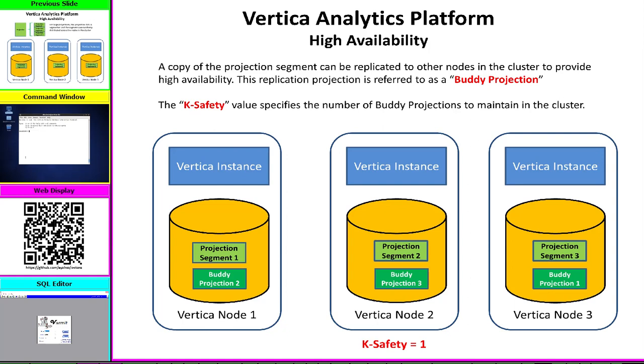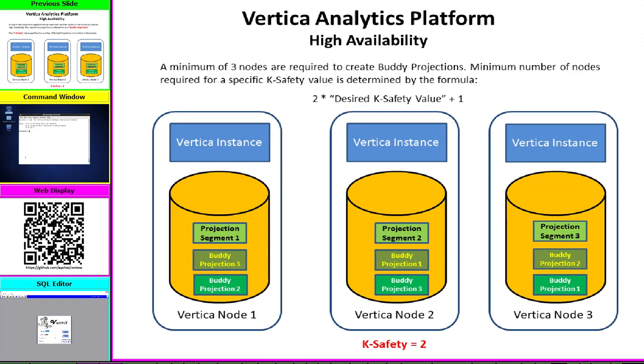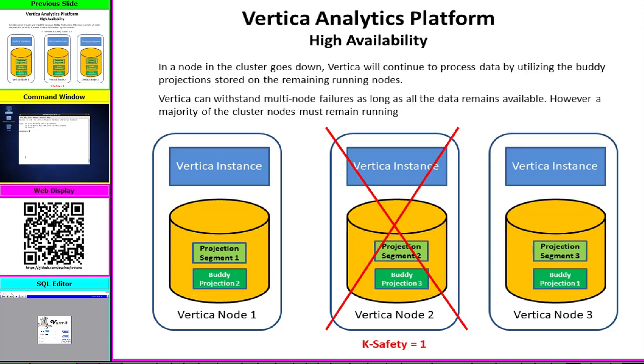How many buddy projections to maintain is referred to as the K-safety value. When you create the database, you can define this value. You need at least 3 nodes in your cluster to have buddy projections. With buddy projections, you could lose a node and the database would still continue to run. If you look at the formula here, to have a K-safety value of 2, we would actually need 5 nodes. But the diagram illustrates how 2 sets of buddy projections could be spread across our cluster. This is how Vertica can provide high availability in a cluster environment.